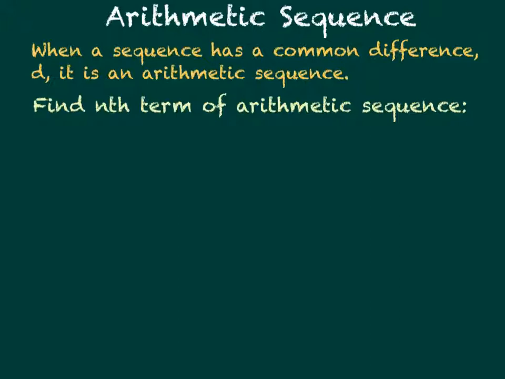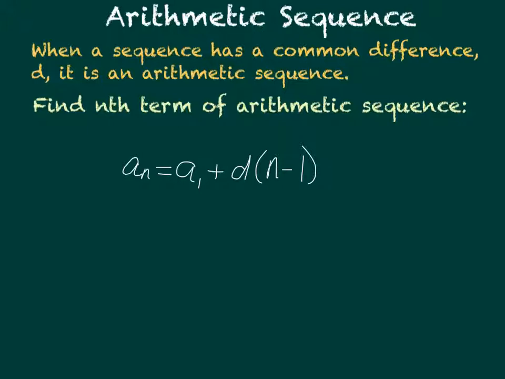So the function is a sub n equals your first term, a sub 1, plus whatever your common difference is, d, times n minus 1. And n is just whatever subscript, whatever number term, that you want to find.